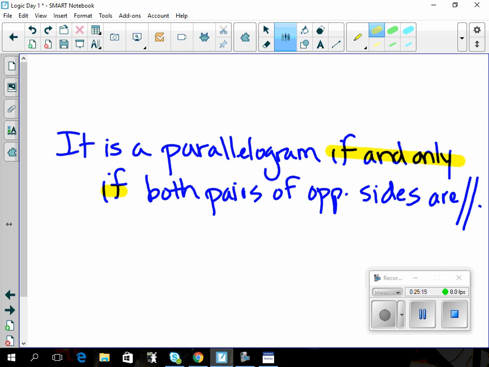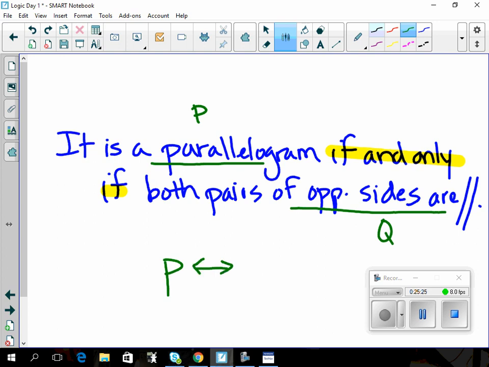So if this was P for parallelogram, and this was, I don't know, Q for opposite sides, the symbol form would look like this. Just wanted to show you that. The words "if and only if" do mean the double-sided arrow. On Friday, we'll look at what that means in terms of what's called truth value and other things. But I just wanted you to know what that symbol looks like in a sentence.